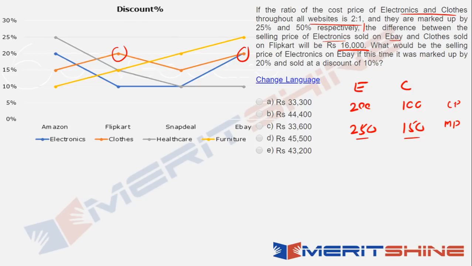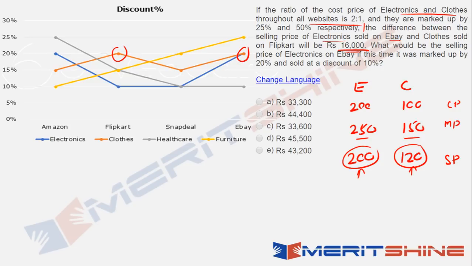So what would you do then? A 20% discount both on eBay and on Flipkart, the way it's mentioned. So what would be the selling price then? If you look at this, this would become 120 after a discount of 20%, and this would become 200. Now these are the two values whose difference is given to us as 16,000. The difference between the selling price of electronics, this is 200, and clothes sold on Flipkart, it is this value.